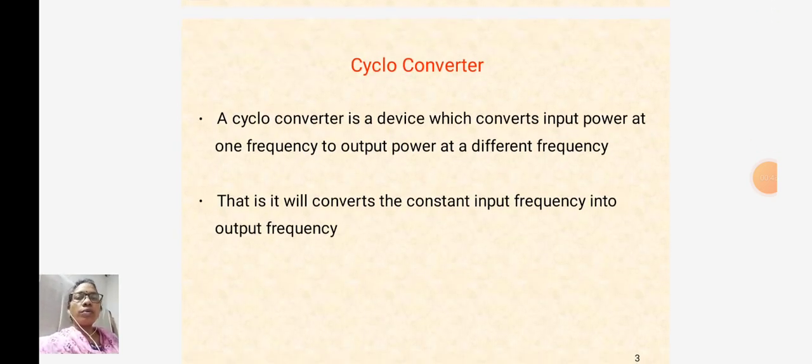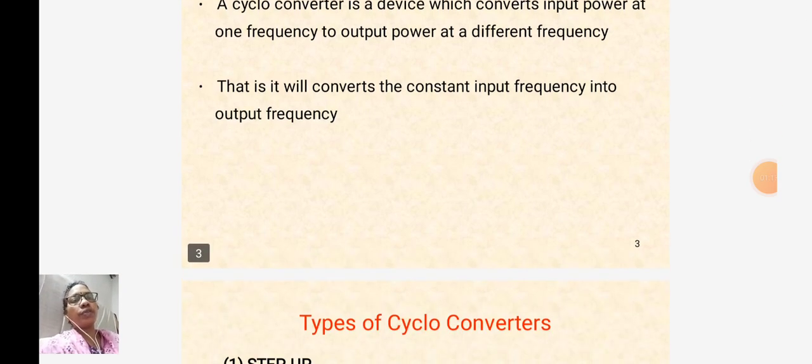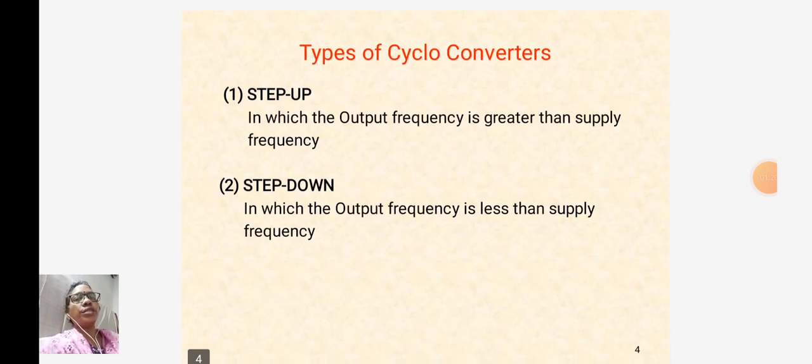Now, what actually is a cycloconverter? A cycloconverter is a device which converts input power at one frequency to output power at a different frequency. That is, it converts the constant input frequency into a different output frequency. The frequency will be changed.